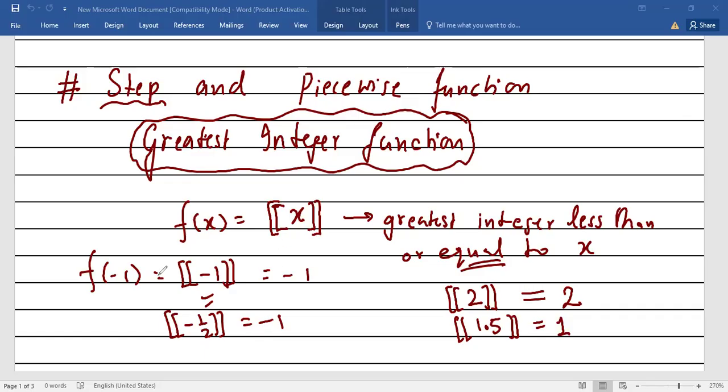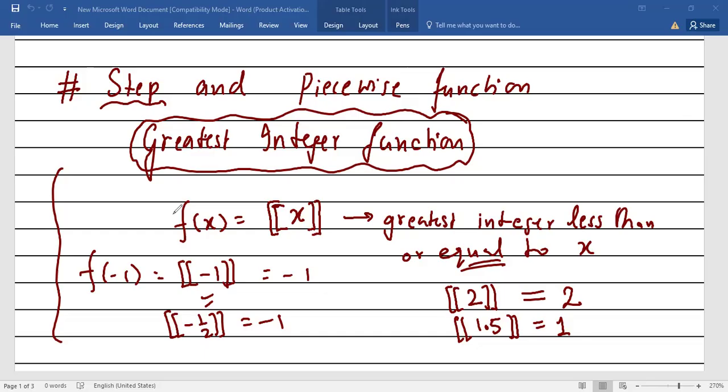Now, based on this, first you write it down, then we will write down the domain and range for this. You can expect questions from this step function.